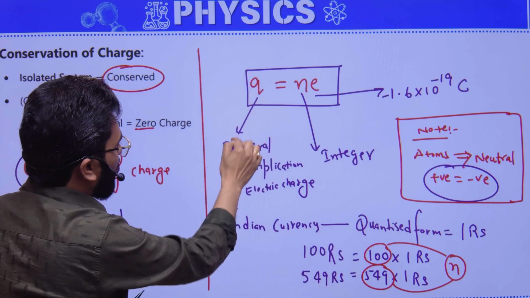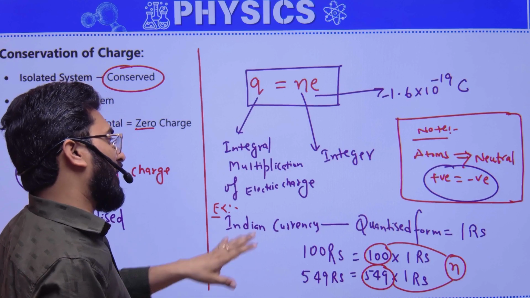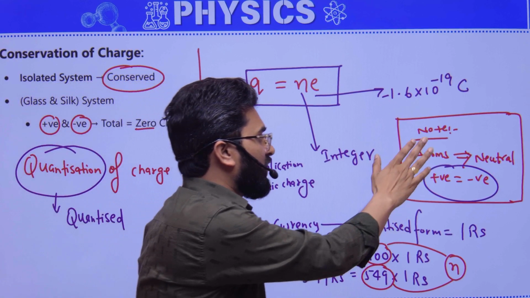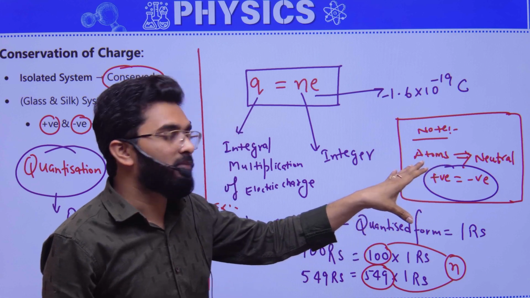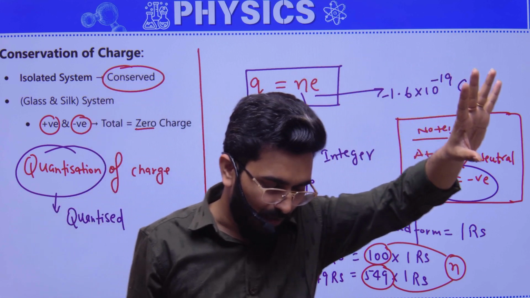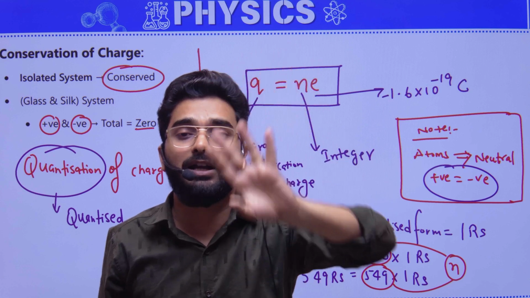And what is Q? Q is an integral multiple of the electric charge. And now it's very important to note here, written, that all atoms are neutral. Everybody knows about it? All atoms are neutral.